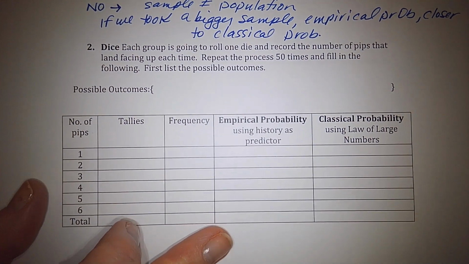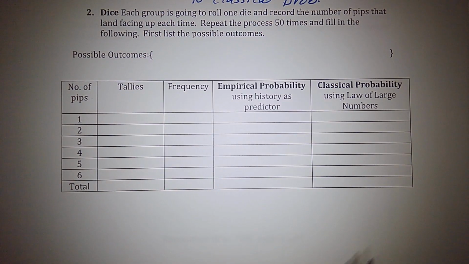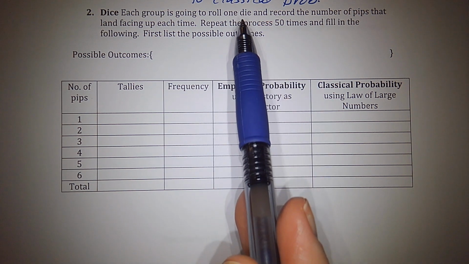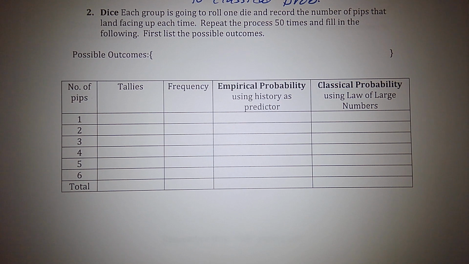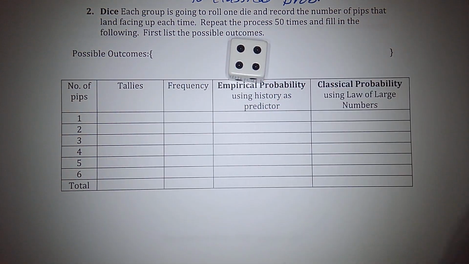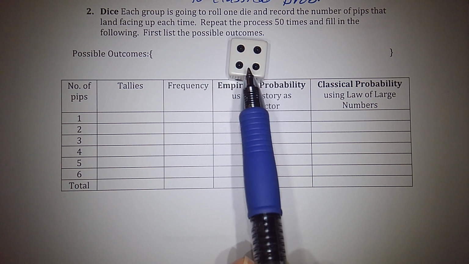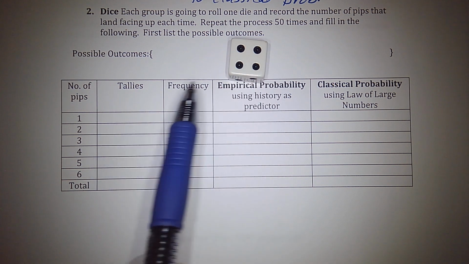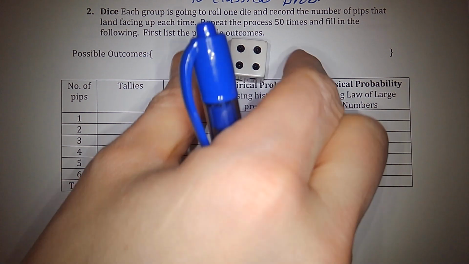So let's do one more example. This time we're going to need dice. So what we're going to do is roll 1 die, and we're going to record the number of pips that lie face up. Pips are the dots on a die. Each of these dots are called a pip. And so we're going to roll this one die and record the number of pips, whether it be a 1, 2, 3, 4, 5, or a 6, or 6 possible outcomes.